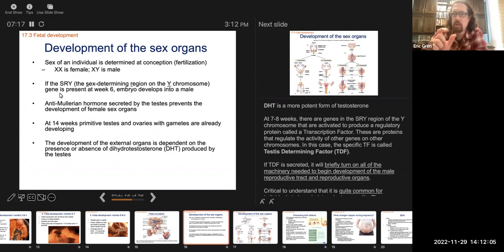This region of genes only occurs on the Y chromosome, and you see it on the slide here. It's called the sex determining region on the Y chromosome, SRY. What we're looking at is what happens if you got the Y chromosome from your dad. This isn't going to happen if you got the X chromosome. If you got an X chromosome from your dad and an X chromosome from your mom, you don't have an SRY region because you don't have a Y chromosome.